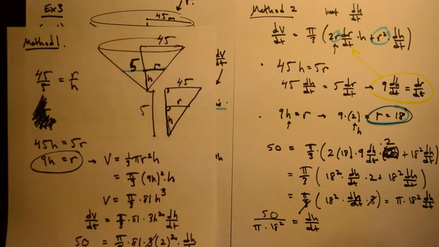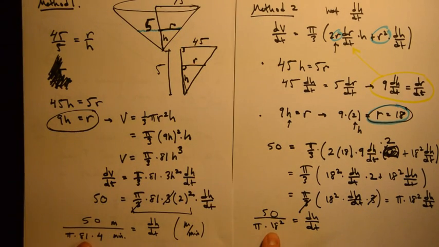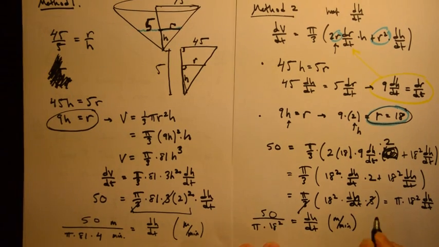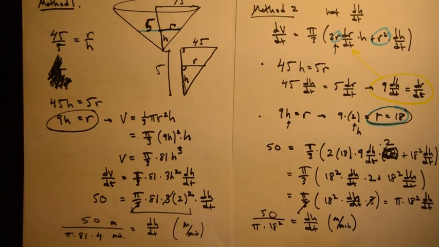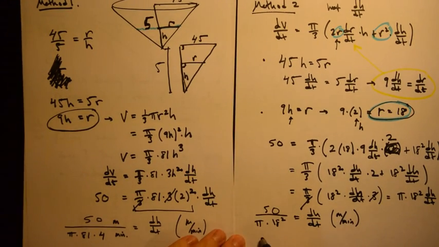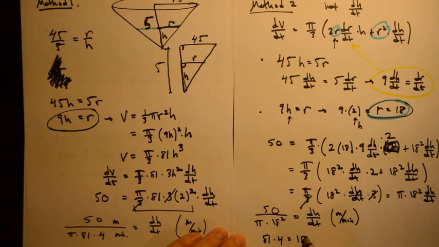And if we compare this with method 1, we see the answers are different. Well, are they different? This one has units, so we should probably add that, meters per minute. But are these numbers the same? You plug it into a calculator, you'll see that they're the same. I'll give you another method. The question is, is 81 times 4 equal to 18 squared?